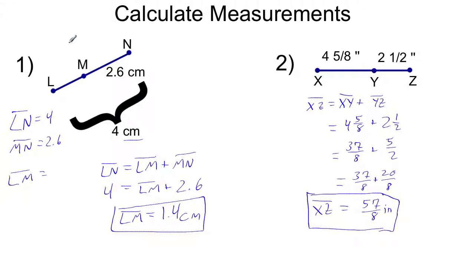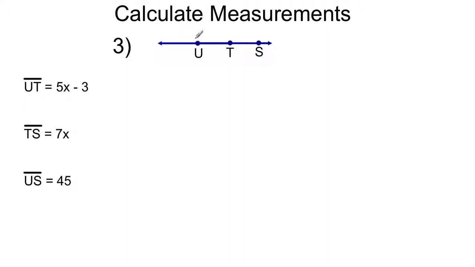And this is doing segment addition. Now here we have a line, but we don't have the entire length of the line. We just have part of it. Basically this segment UT, this segment TS, and the total segment US. So we want to find the measurements of all of these.